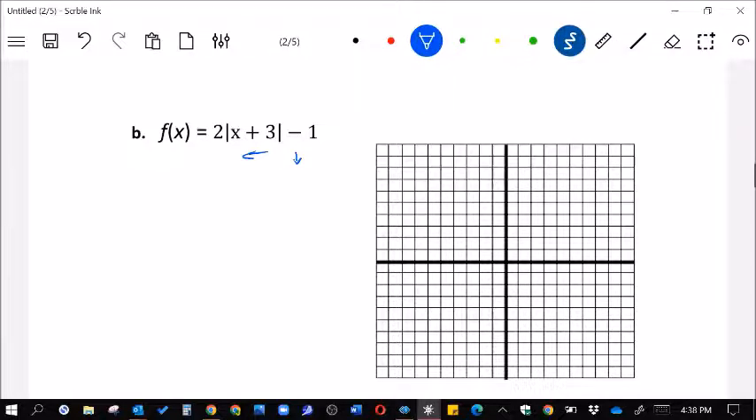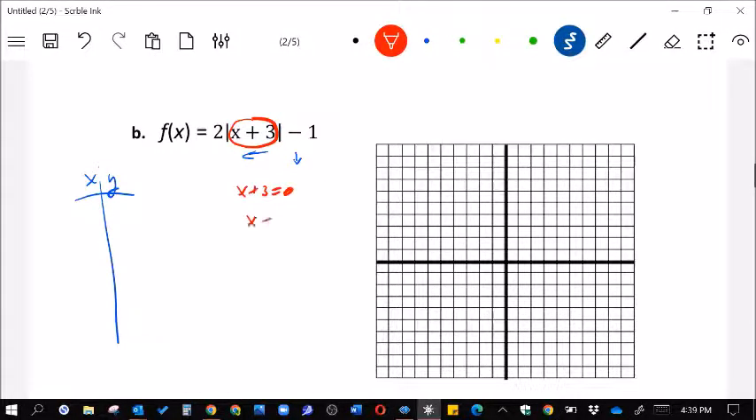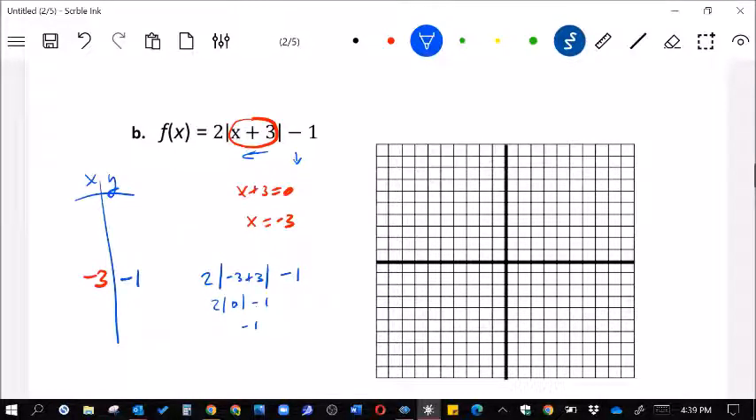I think it is also very possible and easy to do a table of values for it. But once again, now we have to take what's inside the absolute value and make it equal to 0. So negative 3 will go in the middle. And then I'll determine what would happen. Negative 3 plus 3 minus 1. That's going to be 2 times the absolute value of 0. Well, the absolute value of 0 is 0. So 0 times 2 is 0. And so we get minus 1 to match the negative 3.